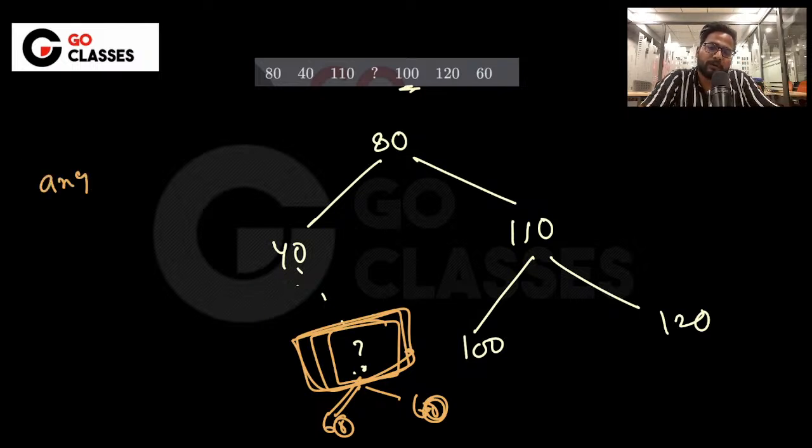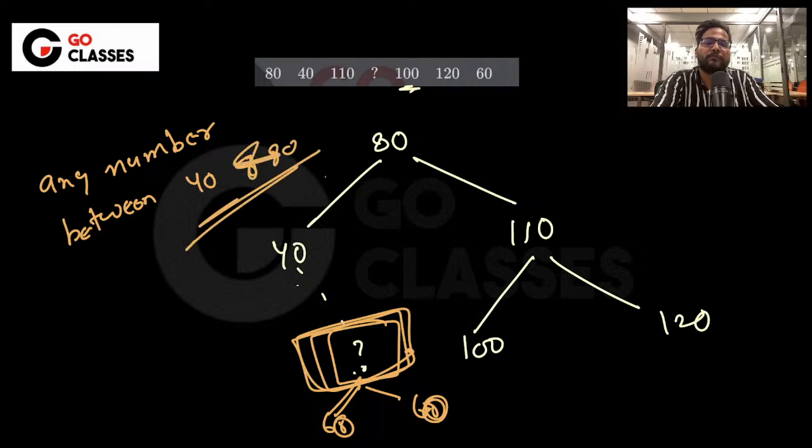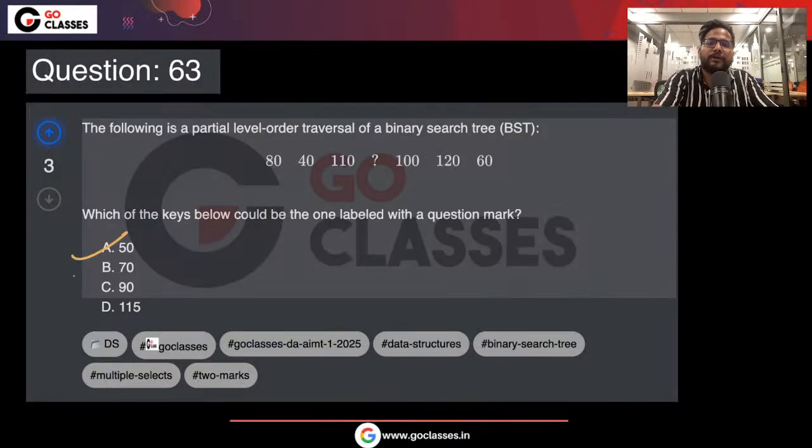Okay, so any number between 40 and 80, any number between 40 and 80. So that is the reason I think A and B are the correct answer. So can you tell me the answer?